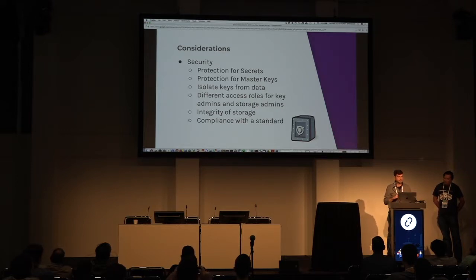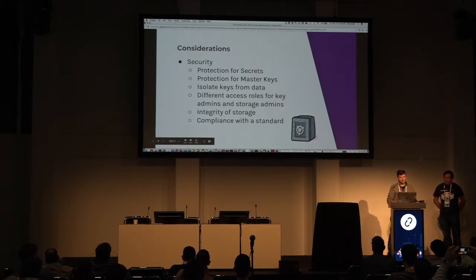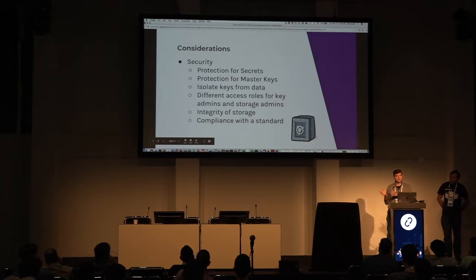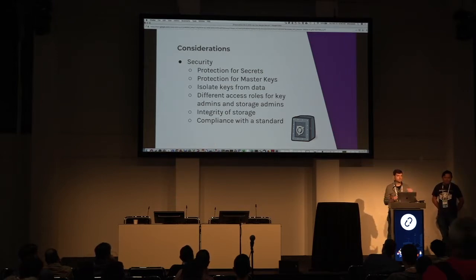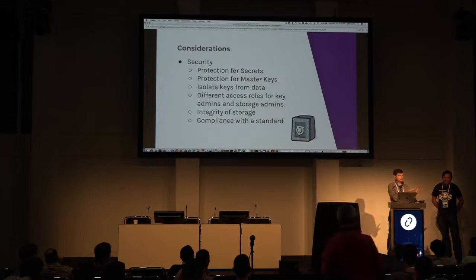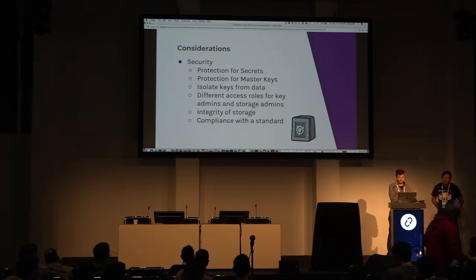And this means both protection for the secrets that you want to secure. Usually they're secured by encryption, so therefore you need to have some sort of master key or a key encryption key. So you also want to evaluate how that master key is protected. An important part of security is that you want these keys to be separate from your storage. So if you have your encrypted data and your key and they're stored on the same hard drive, that's pretty dull. That's pretty easy to defeat if you're a hacker or a rogue admin.